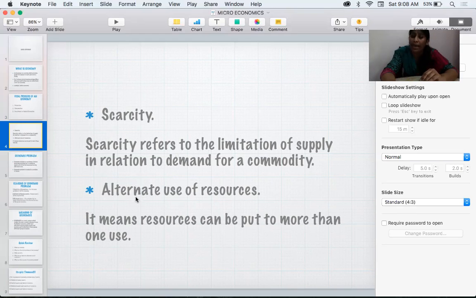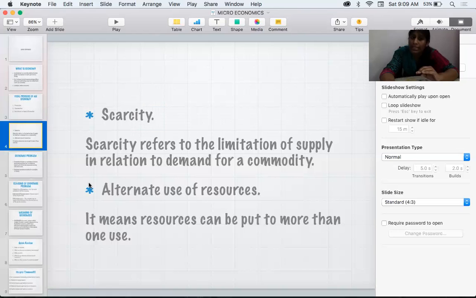Another main reason for studying economics is the alternate use of resources. You know what resources are, isn't it? These resources can be put to more than one use. We have these resources, and they can be put into many uses, so we have to know where to put these resources so that we can get good results. So mainly you will understand it like that: why are we studying economics? We are studying economics mainly because of two reasons. What are they? Scarcity and alternate use of resources. Because of these two things, we are learning economics.